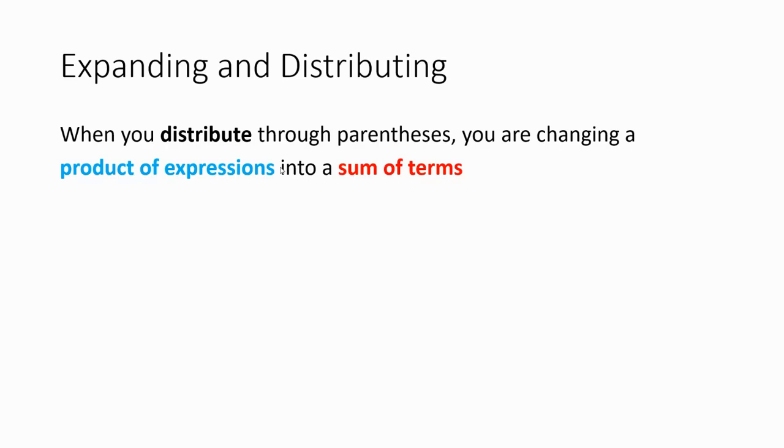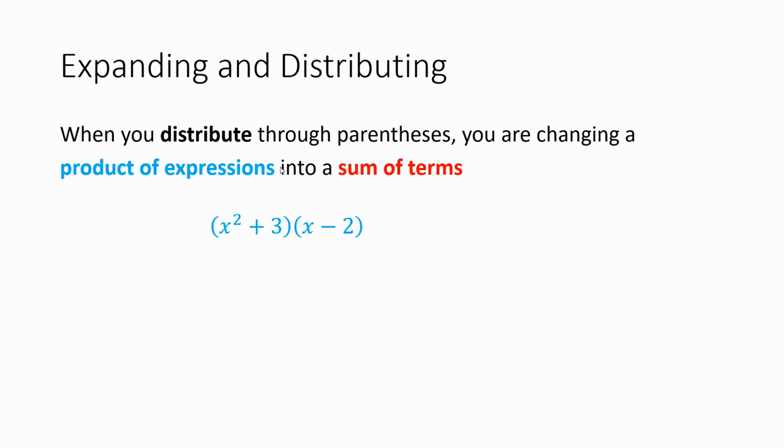So we'll start with something you do know, and we've been doing lots in lessons up to now, which is expanding and distributing. When you distribute through parentheses, you're changing some sort of product of expressions into a sum of different terms. So for example, this is something you might have seen before. If we have two parentheses, x squared plus 3 and x minus 2, each of those parentheses contains an expression, various algebraic things added or subtracted.